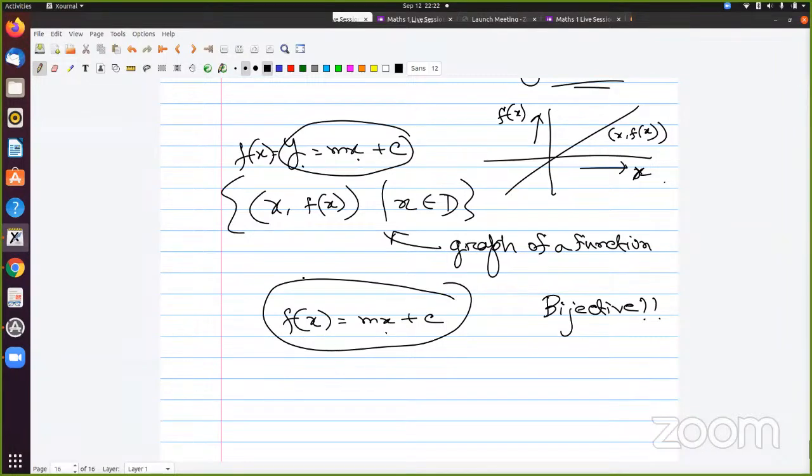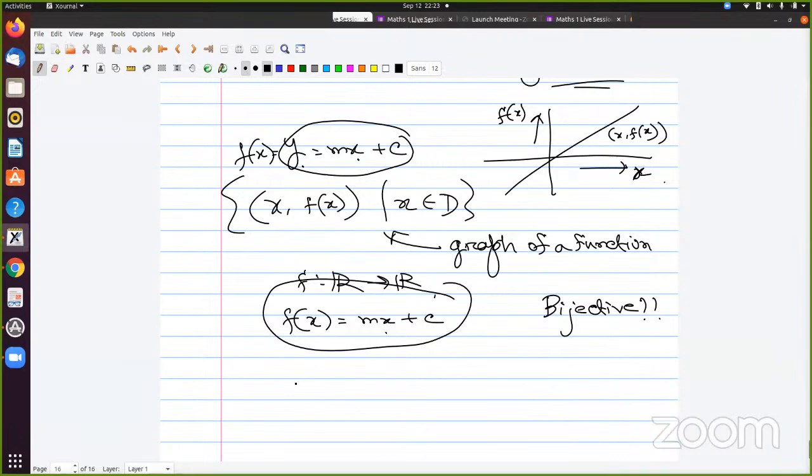Now tell me, this is a function from R to R. Is it injective? Let her answer it. Is it injective? Nishi, right? Yes, sir. Is it injective? Yes, sir. Why?